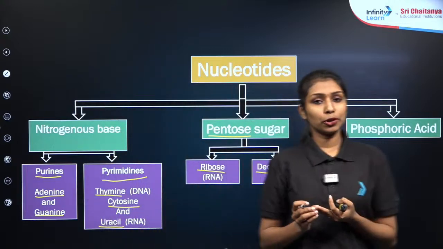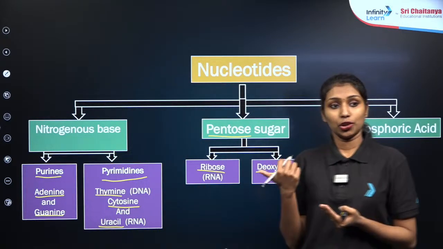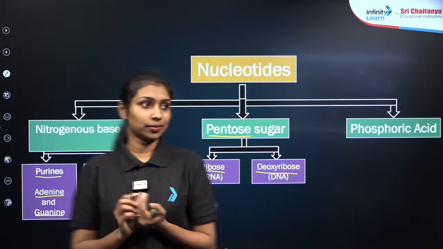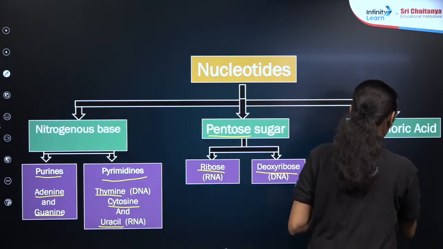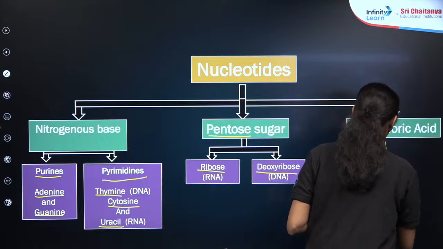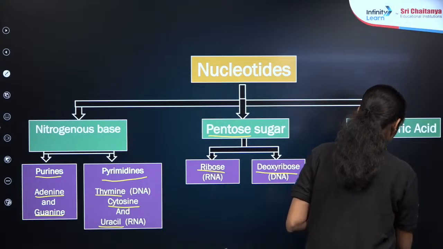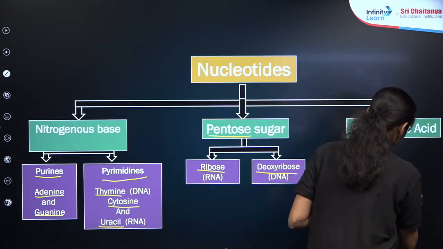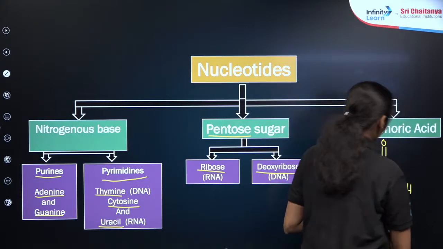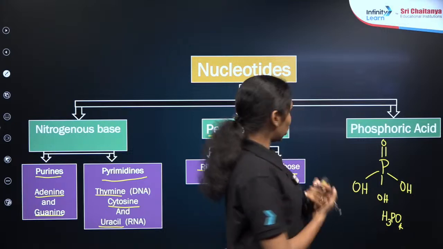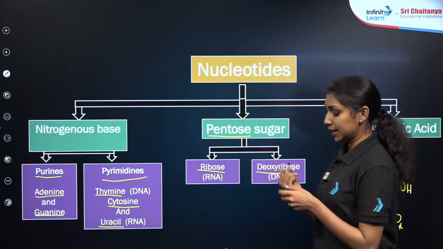You must have an idea about phosphoric acid, right? You might be studying it in your P block elements. There will be a phosphorus having a double bond to O, then 3 OH groups. So H3PO4 is known as phosphoric acid. These are the main components of a nucleic acid or the nucleotides. Let us see sugar in detail.